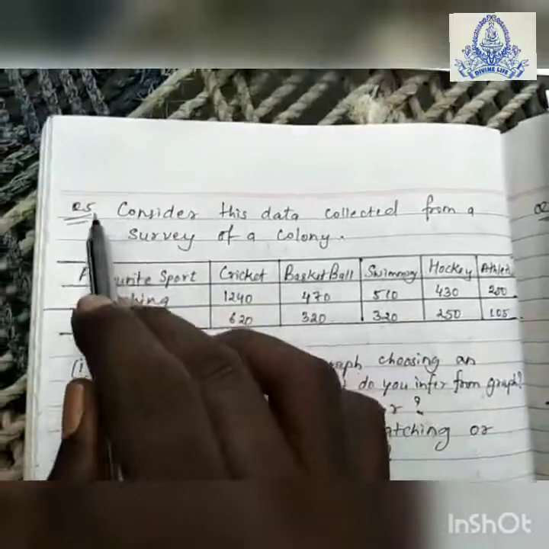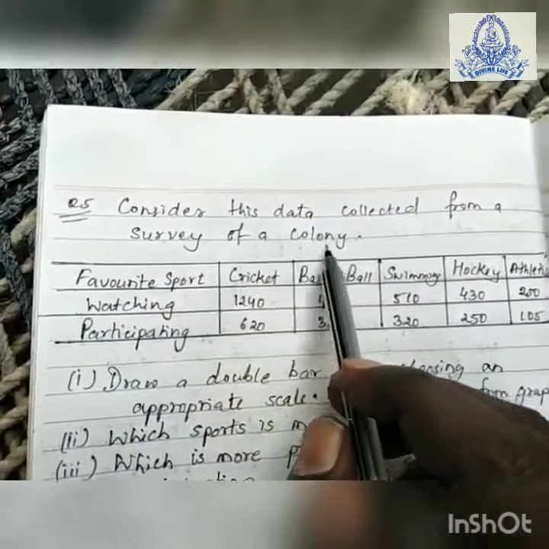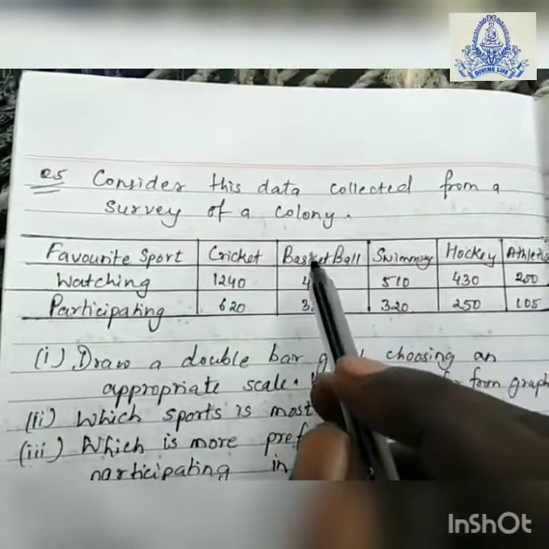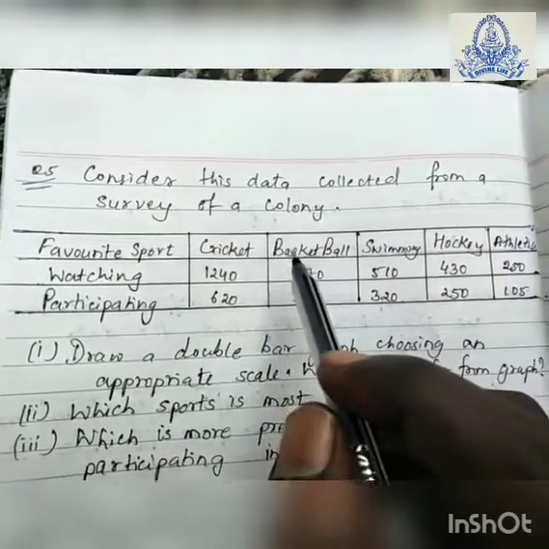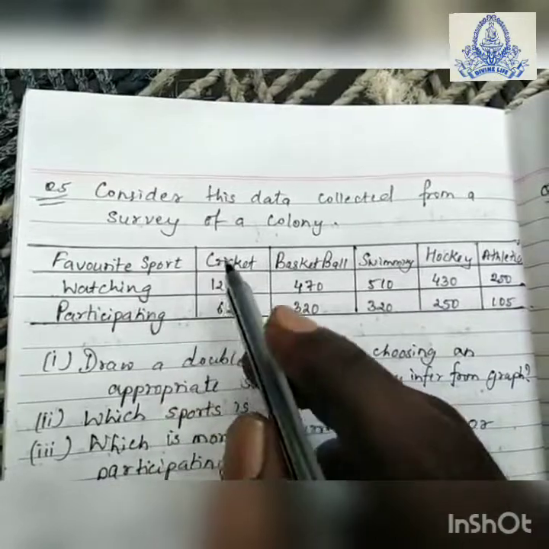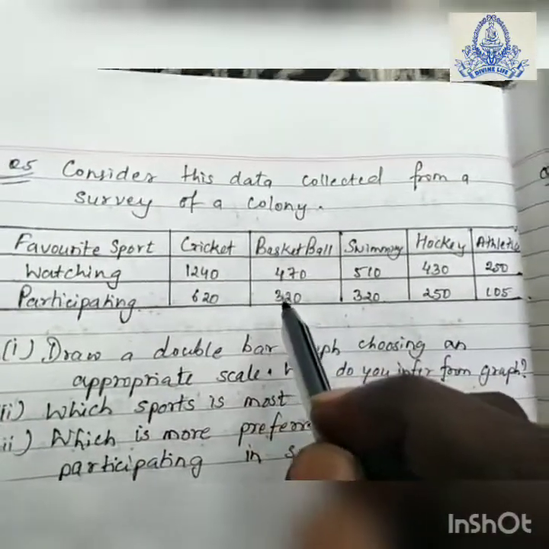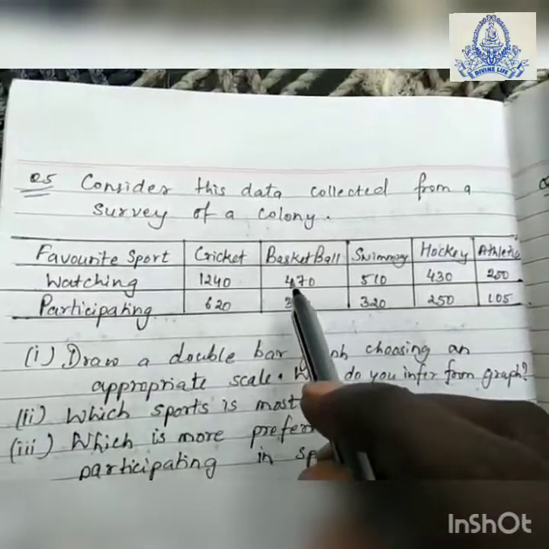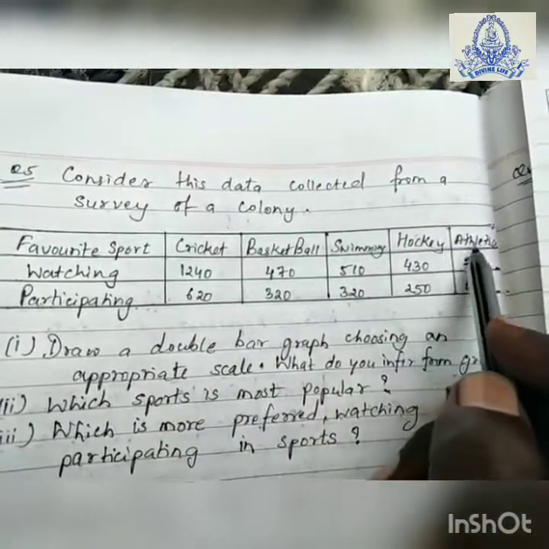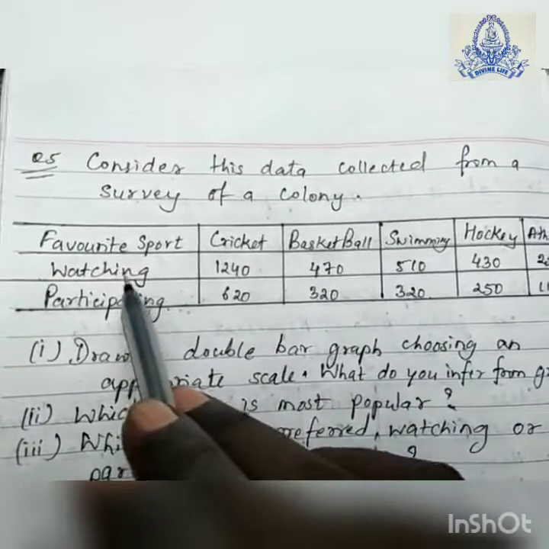Now we will move to question number 5. Consider the data collected from a survey of a colony. In one society colony, where people live, they have done a survey and asked all the people which sport they want to watch and which sport they want to participate in. Different people gave different thoughts. Out of that they got the data of favorite sports: cricket, basketball, swimming, hockey, and athletics. Total 5 games we have taken as favorite, for watching and participating.